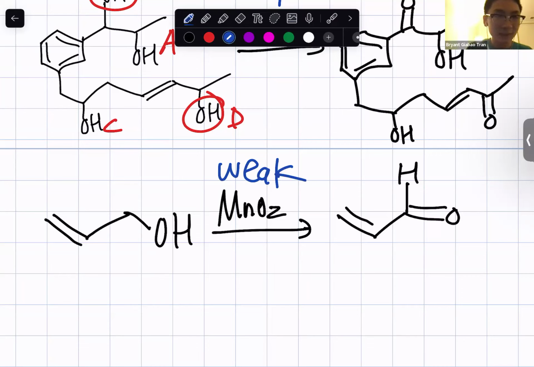Primary allylic alcohol with MnO2. Yeah, it takes it to just an aldehyde. It stops at the aldehyde. Okay, cool.